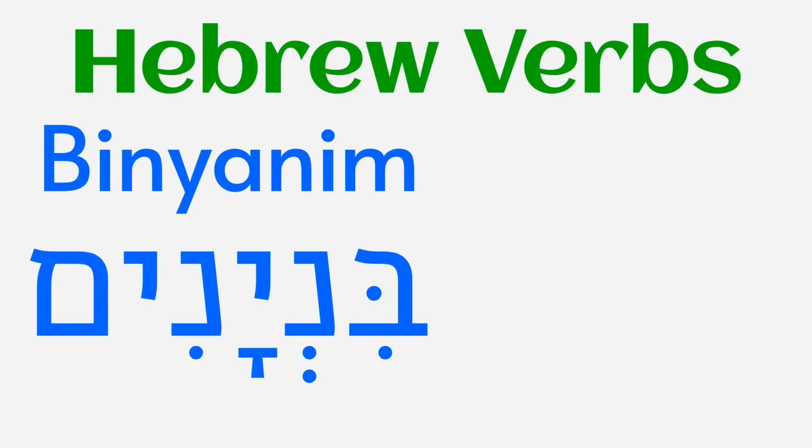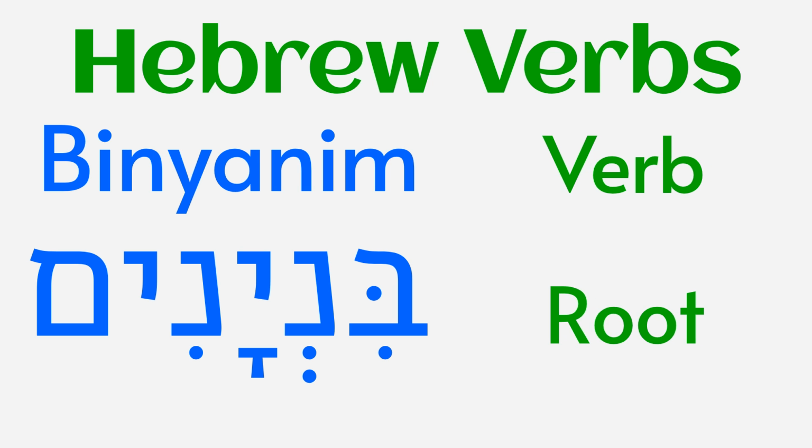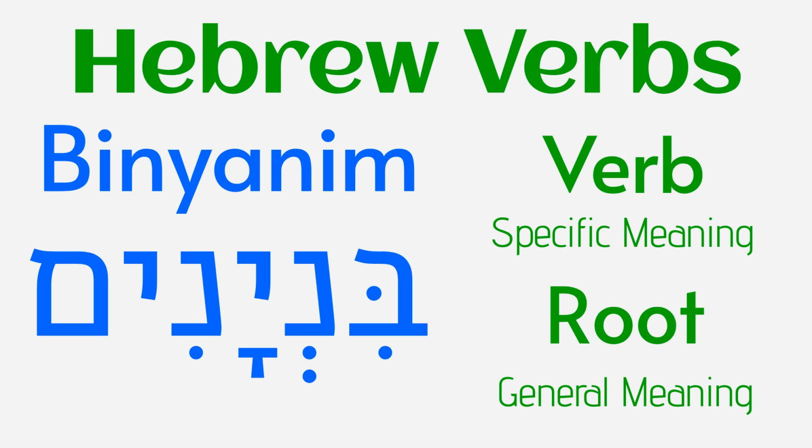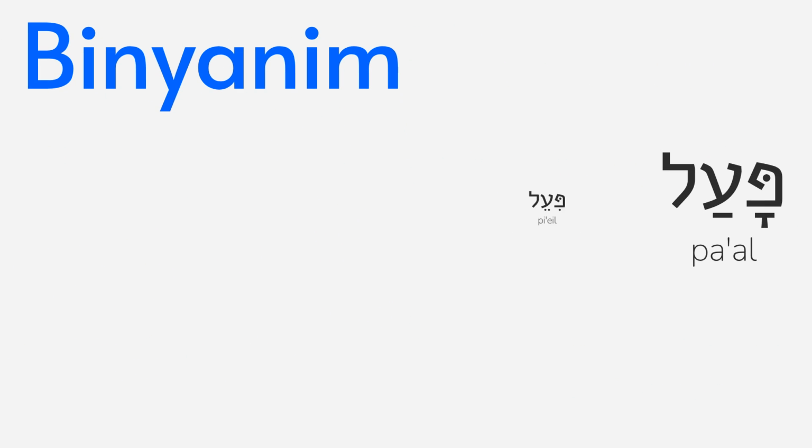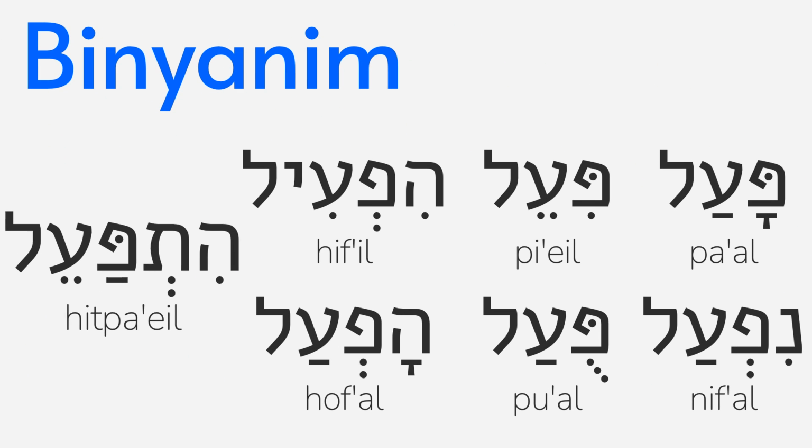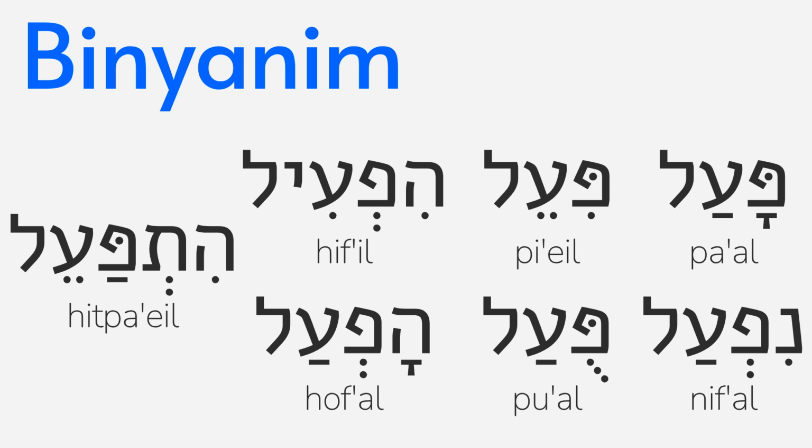In Hebrew, they are used to express the exact relationship between the meaning of a verb and the meaning of the verb's root. As you know, all Hebrew verbs are made from roots, which have a general meaning. Depending on the verbal binyan the root is put in, the specific meaning of the resulting verb can change. Today, we'll take a look at the 7 binyanim, as well as the main meanings that each binyan has.